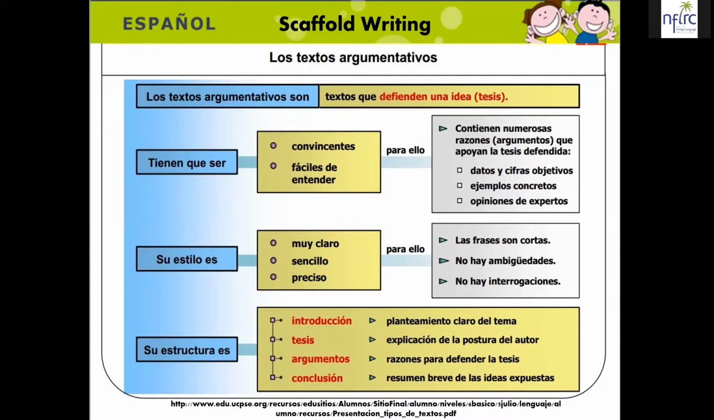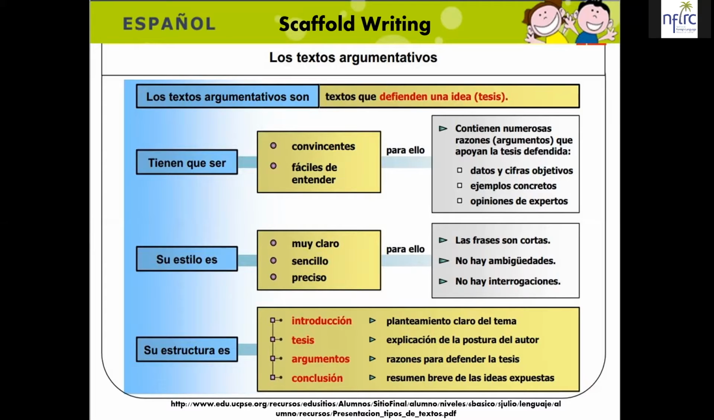And then it says they have to be convincing, easy to understand, so that they contain numerous reasons or arguments that support the thesis that's being defended. And then it lists what those are. They can use facts or figures, statistics. They can give concrete examples or opinions from experts.